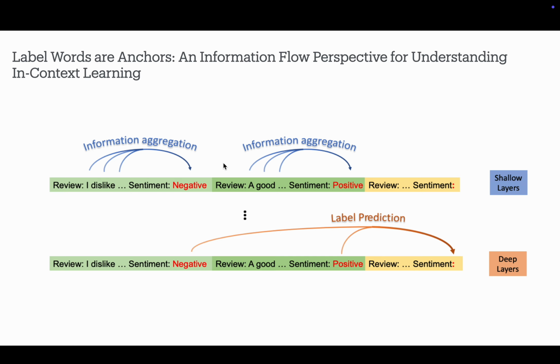The first is Label Words Are Anchors. For example, this is a sentiment classification task. In the shallow layers, the large language model mainly focuses on aggregating information from the demonstration words to the label words, and in the deep layers, the information in the label words will be further aggregated to make a prediction.